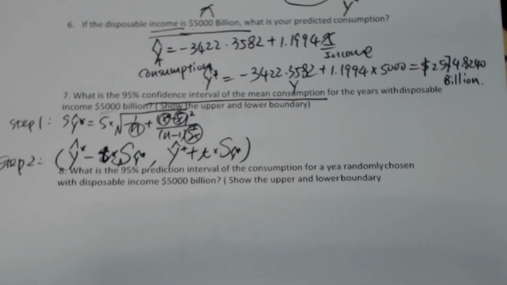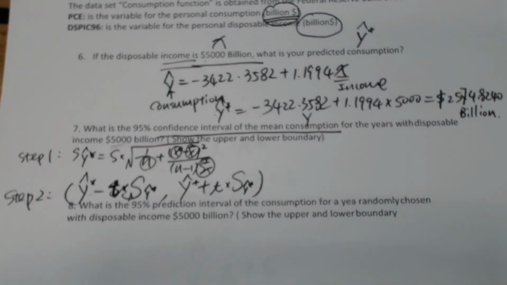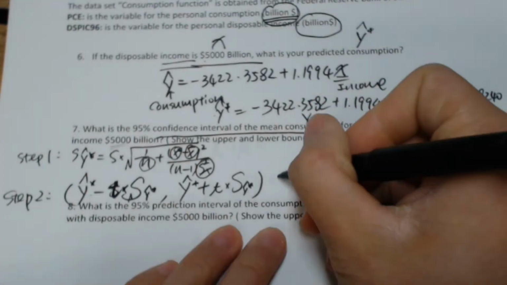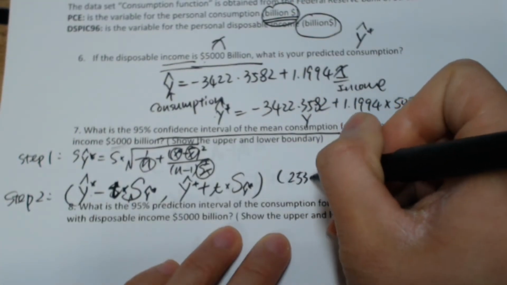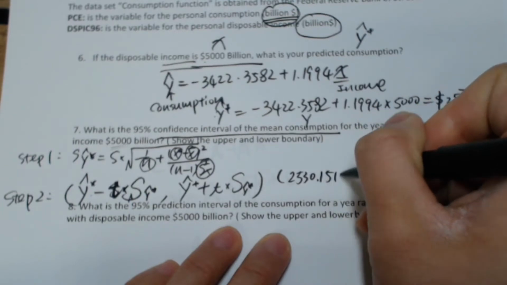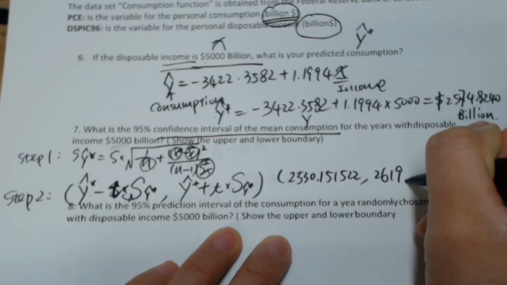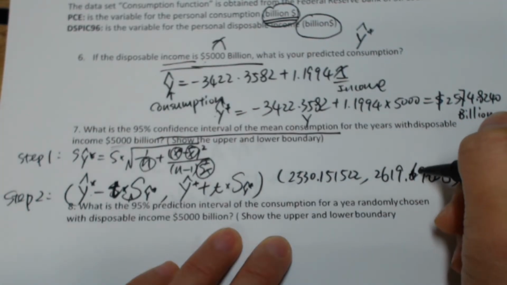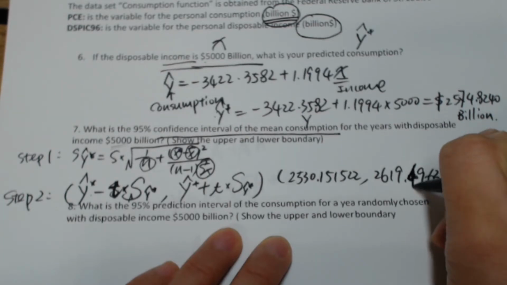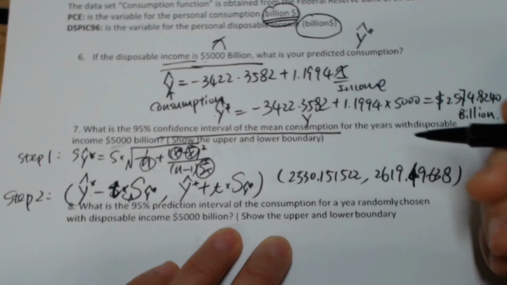So in this case, our answer for question number 7 will be between 2530.151522 to 2619.496384. So this is the answer of the lower and upper boundary for the confidence interval.